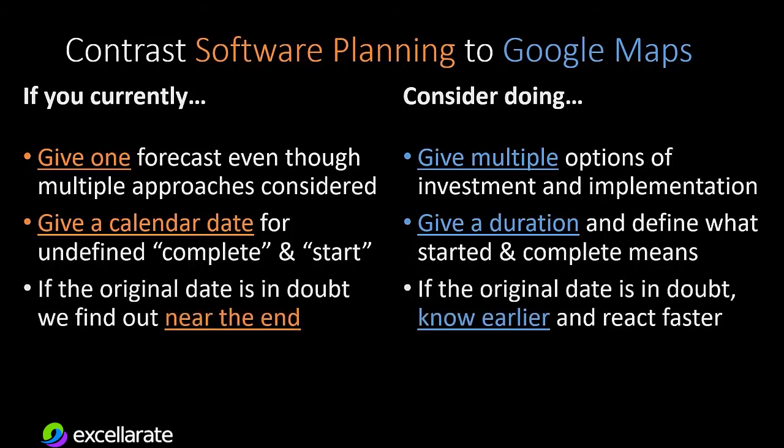And if the original date starts looking in doubt, don't just try and make people work nights and weekends at the end. Give the original dates, track it continuously, and react earlier when you know that you're wrong. And I think if we look at making our forecasting and how we communicate uncertainty about what we're going to do more like Google Maps, we would solve a lot of the dysfunction that we have in our software world.